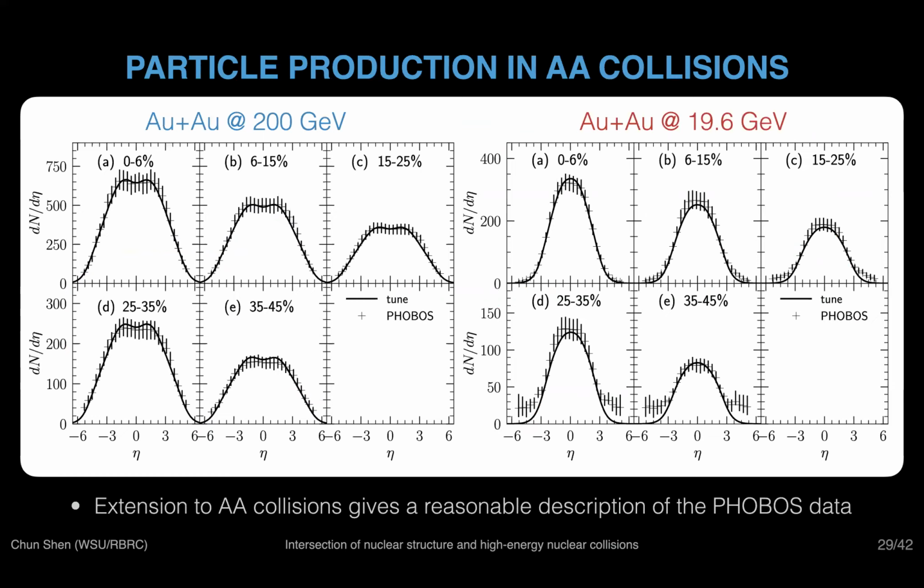But here is basically what you can look at for the different energies. So just in the data at 200 GeV as a function of different centrality, from 0 to 5, 0 to 6, or these weird centralities for the PHOBOS. So you can look at 200 GeV and 19.6. Most of the time you can see that these two are reasonable.